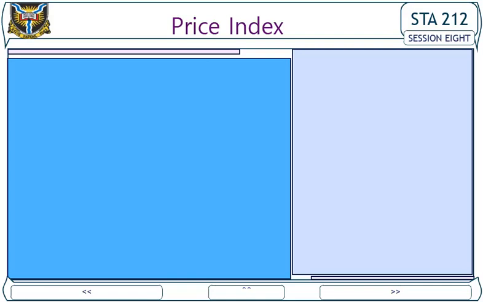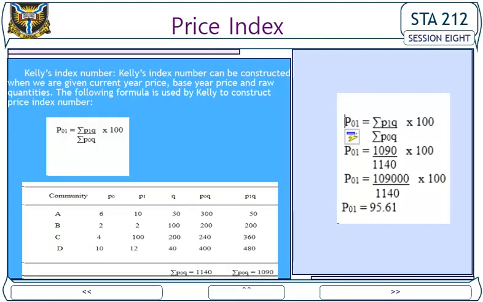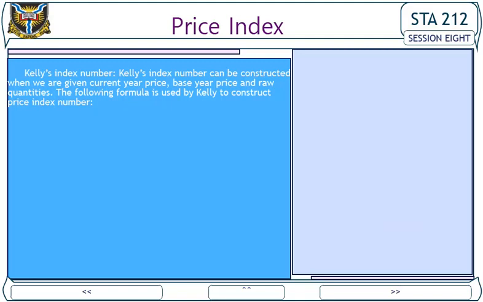Kelly's index number. Kelly's index number can be constructed when we are given current year price, base year price, and raw quantities. The following formula is used by Kelly to construct price index number. Solution: P01 is equal to 95.61.